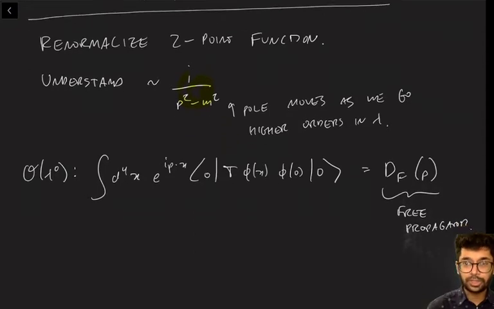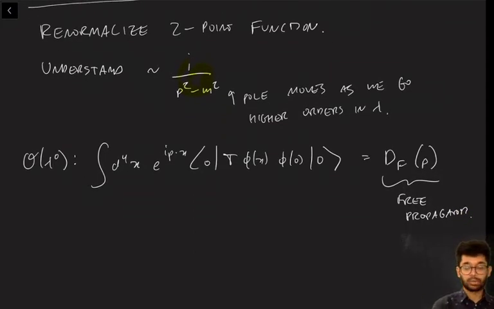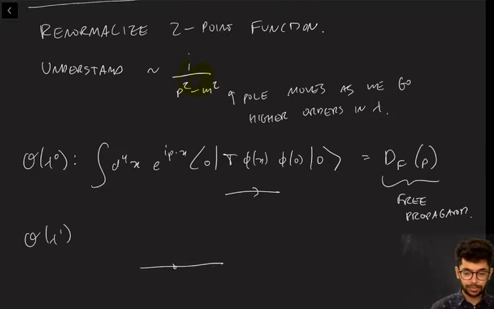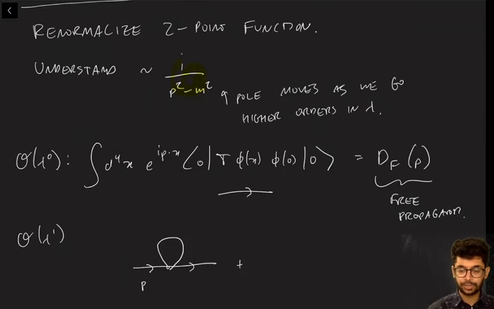Now, to order lambda to the 1, we have some other corrections to this. At order lambda to the 1, if I denote the free propagator by just a line, we have new diagrams. For example, there's a diagram that looks like this, with momentum p going in here. And there's also a diagram that comes from the counterterm Lagrangian, and that diagram looks like this.